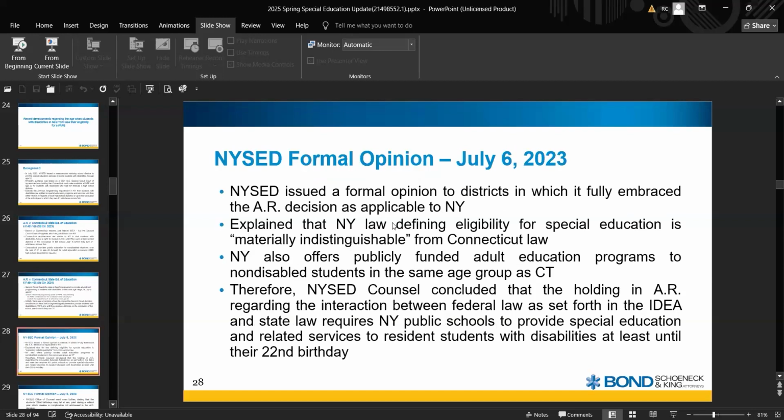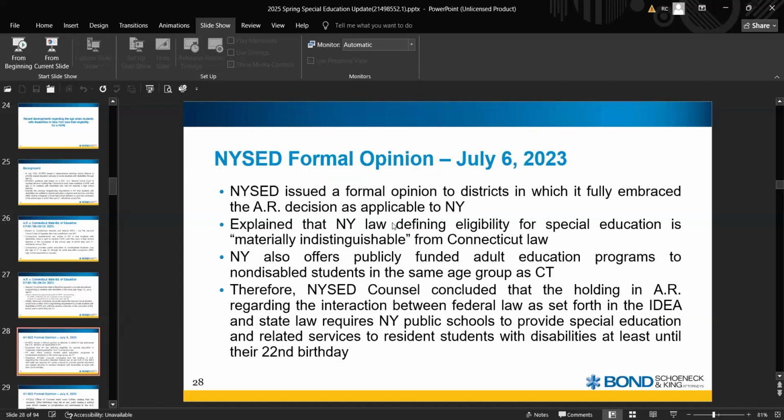All right, so this was the formal opinion that was referenced on the first slide. In response to the Second Circuit decision, we understand that folks are confused, and they have questions. SED issued this formal opinion and said that they fully embrace the Second Circuit decision that students with disabilities are entitled to a FAPE through the end of the school year in which they turn 22. Their reasoning was that New York also provides publicly funded adult ed programs to non-disabled students through 22, as Connecticut did.